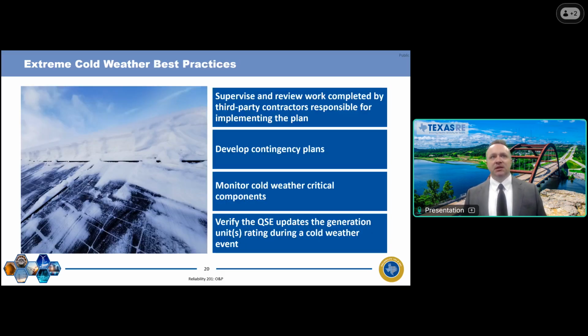Some best practices around extreme cold weather plans and training: if you have a third-party contractor come in, review their work. If you're not working side by side with that contractor, definitely have an internal control in place to check their work, whether it be spot checking certain things they did, signing off on those, and documenting those things. Have contingency plans. If a contractor is not available to do something for you in an emergency situation, what are your backup plans for that?